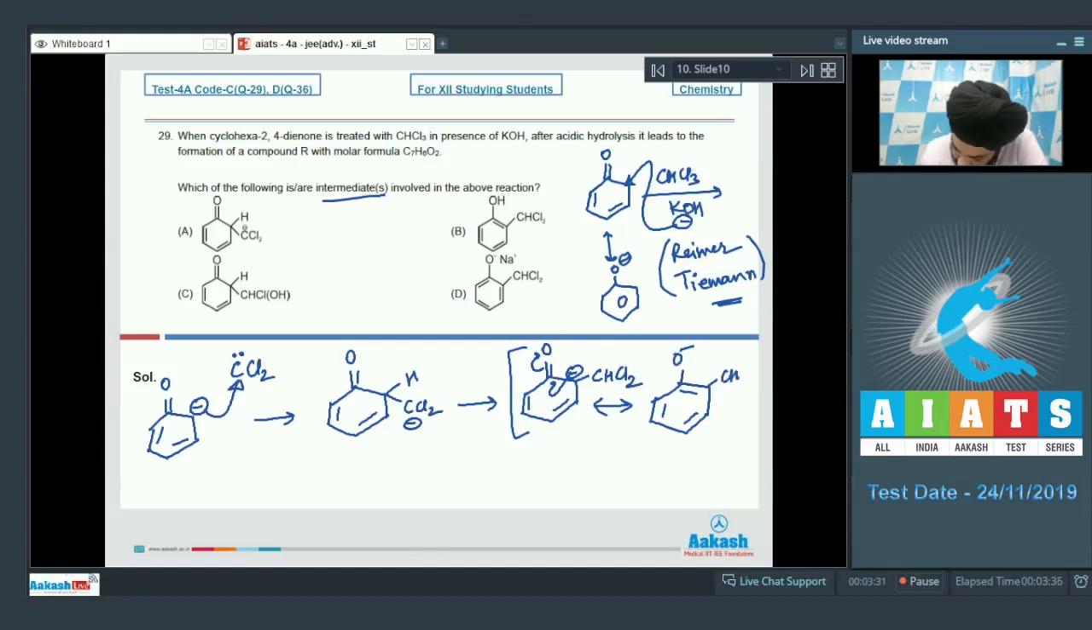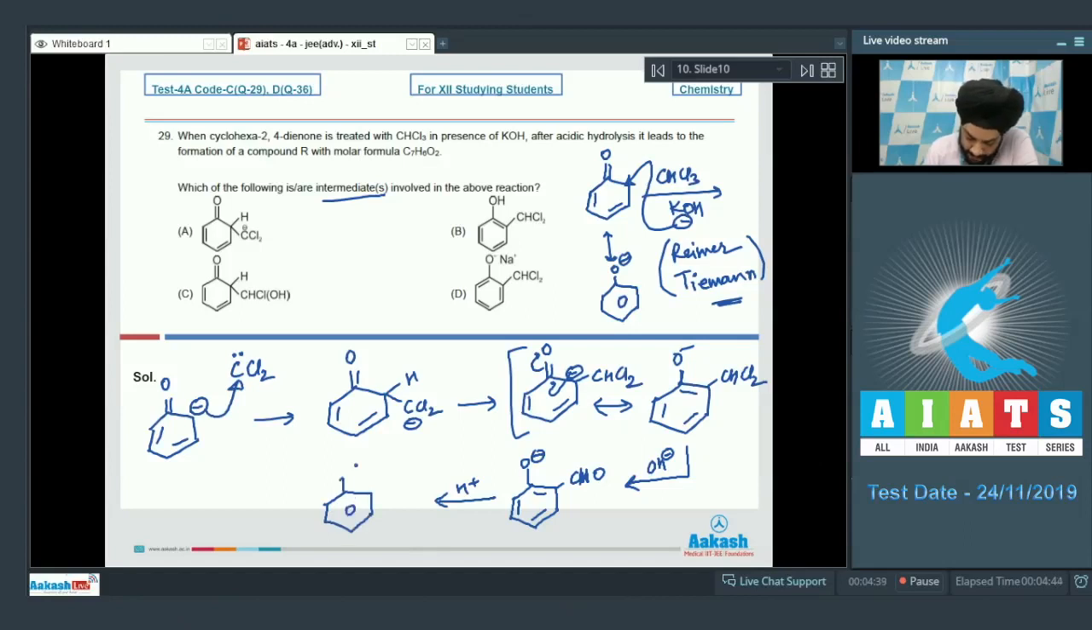Now students, there will be the attack of OH minus on this carbon. So this is going to lead to the formation of CHO over here, and then this is acidified to give us benzaldehyde. So this is the reaction mechanism in front of us, students. We have to look at the intermediates.